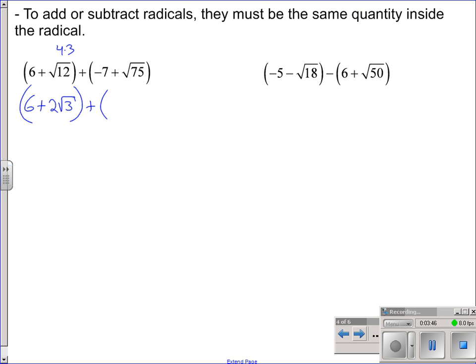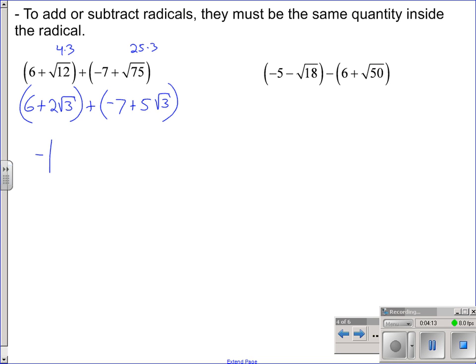We are adding square root of 75. 75 is 25 times 3. So we're looking at negative 7, square root of 25 is 5, square root 3. Okay, so now we have the same square root. So we're just adding like terms. The real number, 6 plus a negative 7, that's a negative 1.